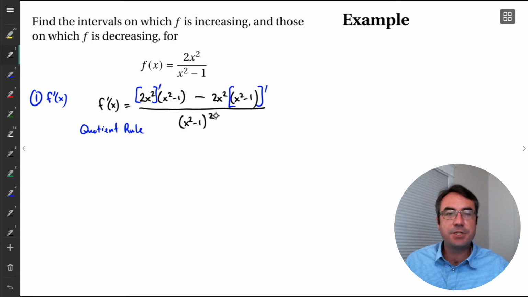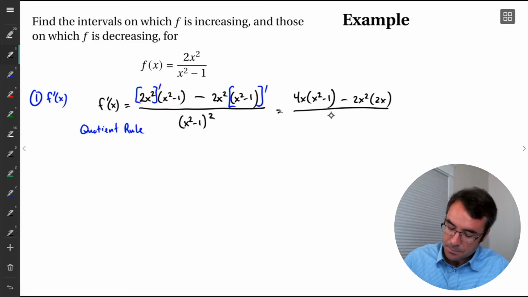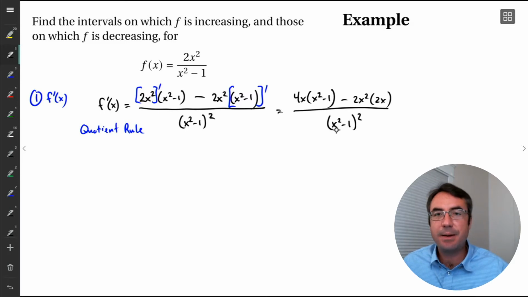Then we keep differentiating. So let's get this. This is 4x, and then this is a 2x over here. So let's keep going. We get 4x times x squared minus 1 minus 2x squared times 2x all over x squared minus 1 squared. Don't do anything to the denominator. So we don't normally multiply this out or anything. So it's better to leave it like this, actually. But we do want to try to simplify the numerator.